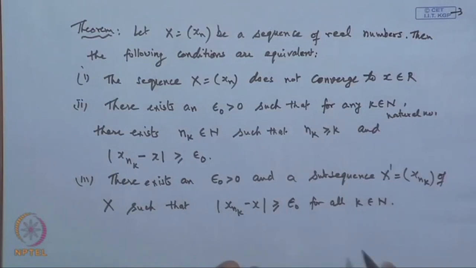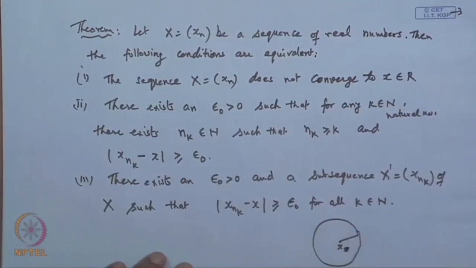Now, what is this condition? When we say the limit of this x_n is x, it means if I draw a neighborhood around the point x with a suitable radius epsilon, then all the terms of the sequence must fall within this neighborhood if the limit exists.